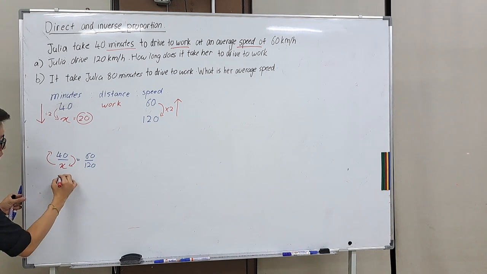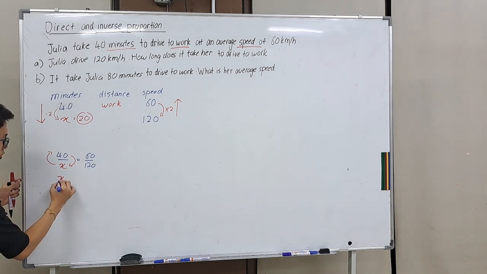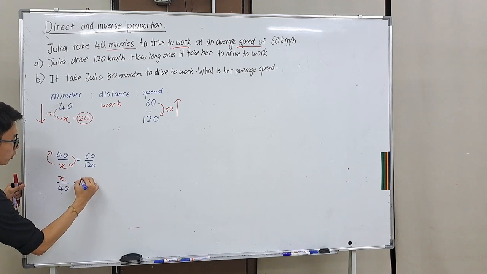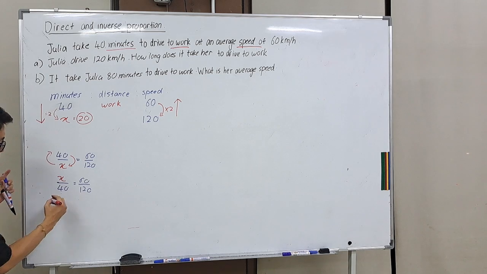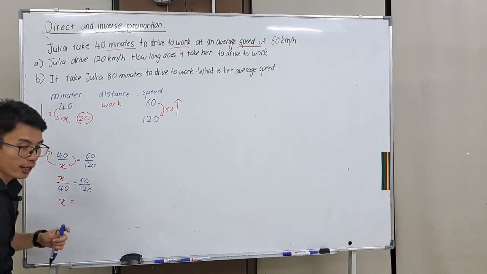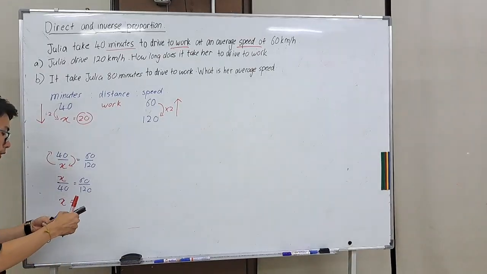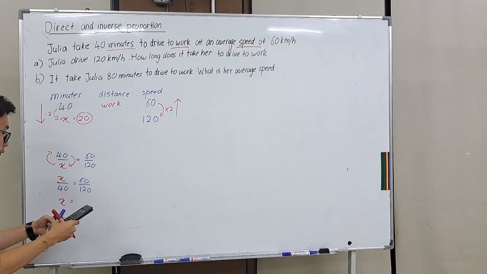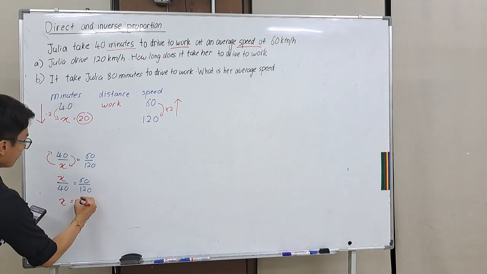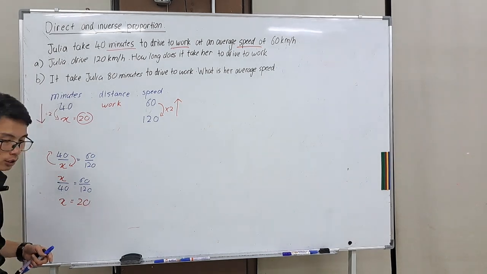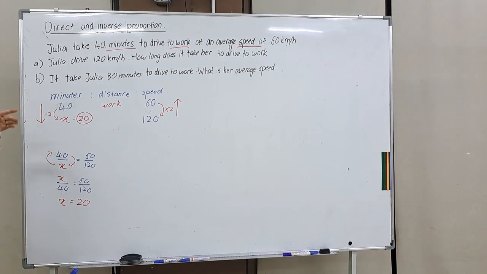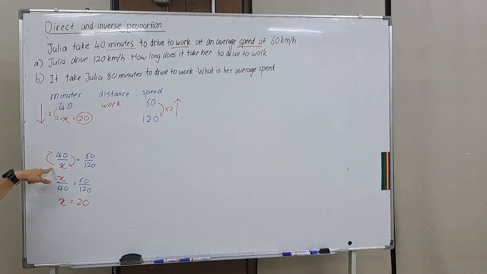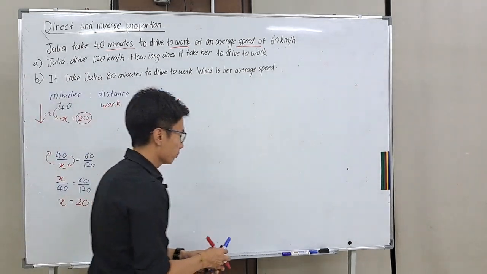So if you rewrite the equation, it's going to be x over 40 equals 60 over 120, right? Now we can quickly solve for x. We can just grab our calculator: 60 times 40 divided by 120, and true enough, that will give me 20. So remember, for inverse proportion, there are two ways you can do it. Either the table method or the equation method. But when you do the equation method, you just have to flip one of the fractions.